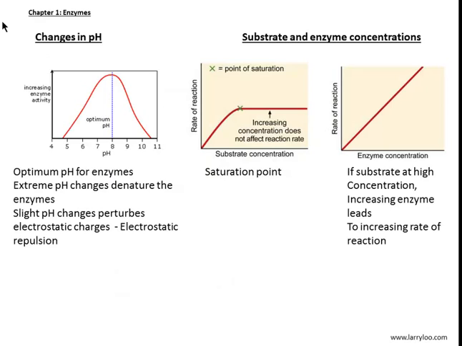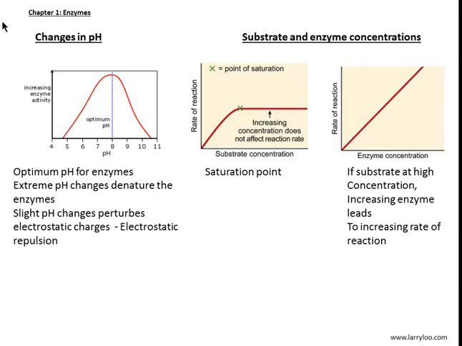Other than temperature, enzyme activity can also be affected by changes in pH. The optimum pH for enzymes is around 8, and any deviation from this point will result in denaturation of enzyme. This is due to the pH disrupting the electrostatic charges, resulting in electrostatic repulsion, altering the enzyme 3D structure.